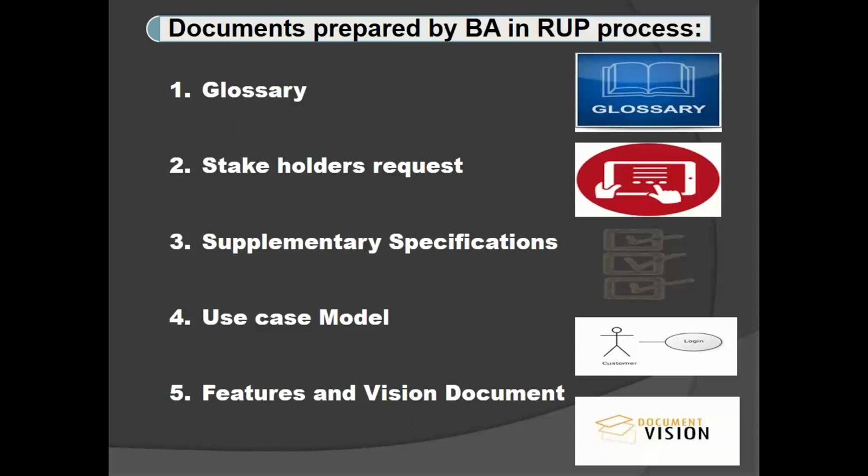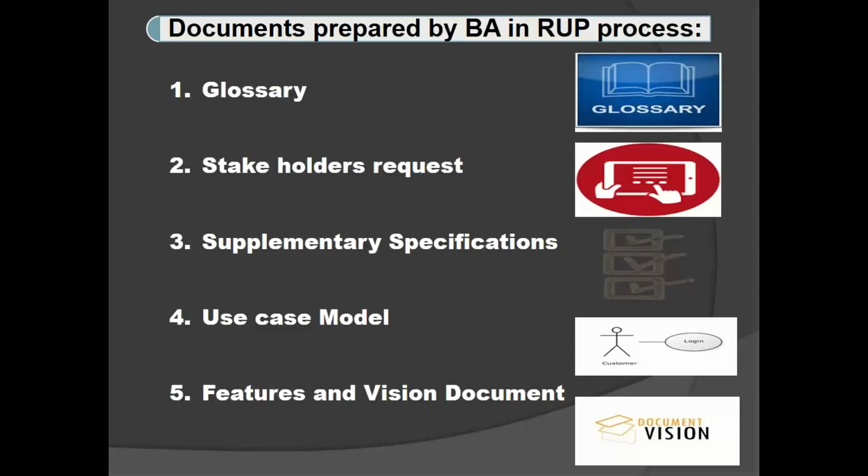Let me explain these 5 documents. The first one is the glossary. In this document, we are going to give the general description: what this project is all about, who our client is, what kind of business he is into, what legacy system he is using, what kind of problems he is facing in that legacy system, and why we are implementing this project. How it is going to be helpful to the client, what we need to deliver and what we should not deliver. All of this we are going to include in the glossary.